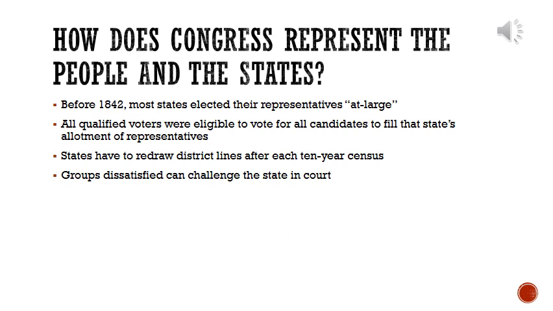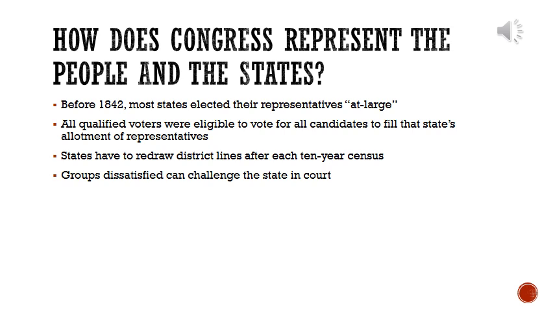So how does Congress represent the people and the states? Before 1842, most states elected their representatives at large. So the way to look at this is you would have several candidates, depending on the census and depending on your state population, that would go for election in the whole entire state. So you could have, let's say, a very large state in population. Let's take New York. Let's say New York is allocated 15 representatives.